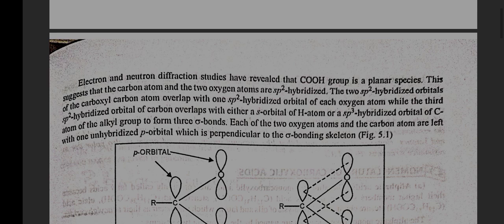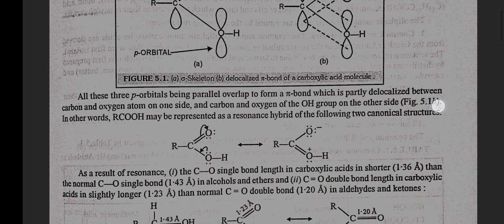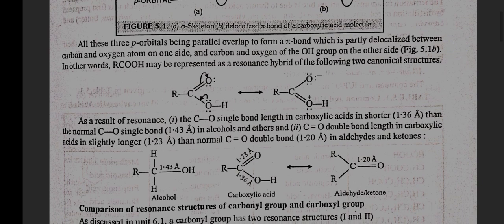Each of the two oxygen atoms and the carbon atom are left with one unhybridized p orbital which is perpendicular to the sigma bonding skeleton. All these three p orbitals being parallel overlap to form a pi bond which is partly delocalized between carbon and oxygen atom on one side and carbon and oxygen of the OH group on the other side. In other words, RCOOH may be represented as a resonance hybrid of the following two canonical structures.